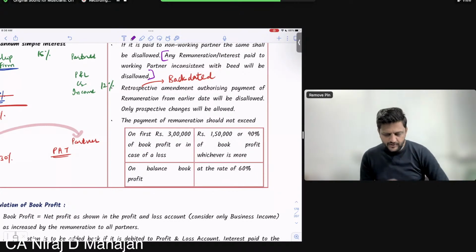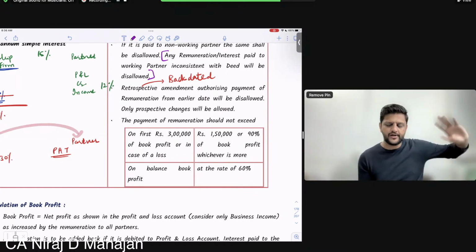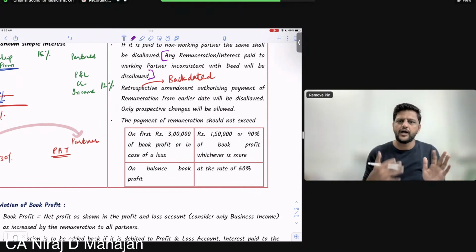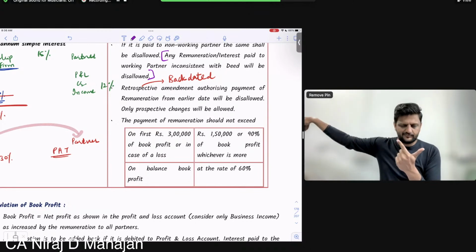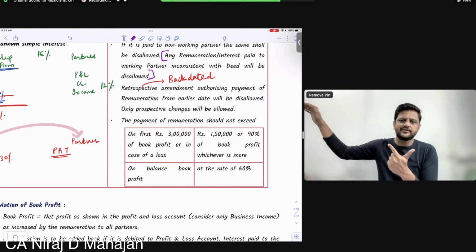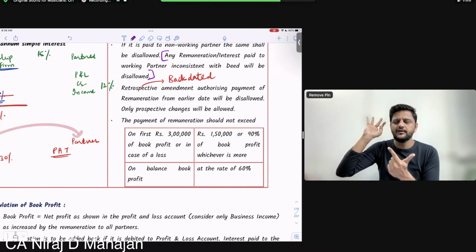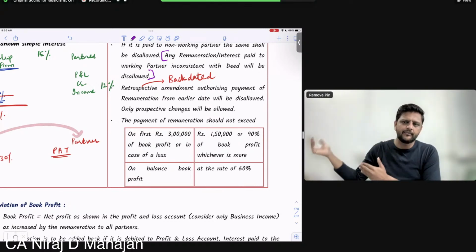So check. Retrospective amendment authorizing payment of remuneration from an earlier date will still be disallowed. These two points are connected with what we discussed just now. If it is inconsistent with the deed, it is not allowed. So what did the partners do? They went back in the date, backdated, and made the amendments. But again, what is Income Tax saying? The clarification is that backdated amendments are not allowed.